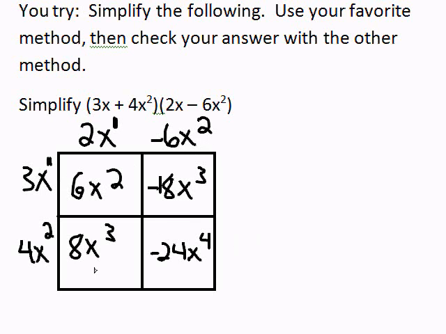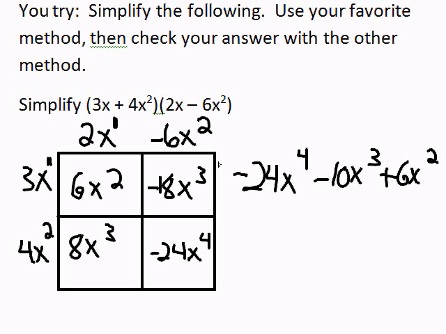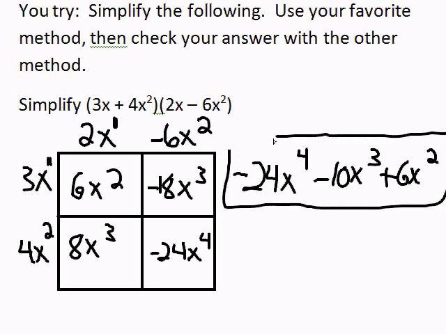So this is what we ended up with, and I'm going to go ahead and write that out, largest to smallest exponent. And I'm going to start with that negative 24x to the fourth, since it's got the largest exponent. So negative 24x to the fourth. And if you want to, you can always combine your like terms and then write them. So 8x to the third and negative 18x to the third gives us negative 10x to the third. And we're left with, in the end, plus 6x squared. And there you go. Using the box, the Punnett square method, we end up with negative 24x to the fourth minus 10x to the third plus 6x squared.